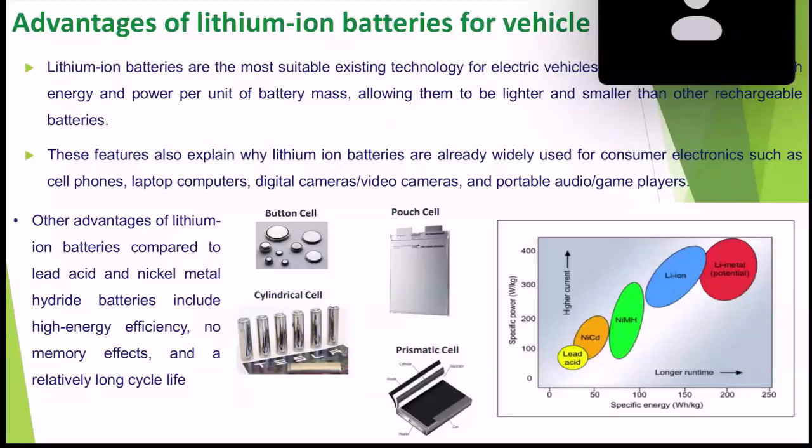This lithium battery is available in a variety of component shapes, like button type, cylindrical cell type, pouch cell type, and prismatic cell type. But pouch, cylindrical and prismatic are the most widely used. The cylindrical cell is most widely used in Tesla based vehicles.